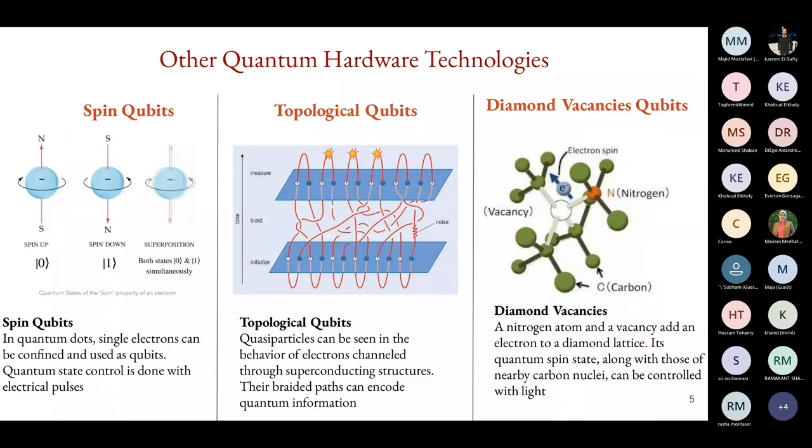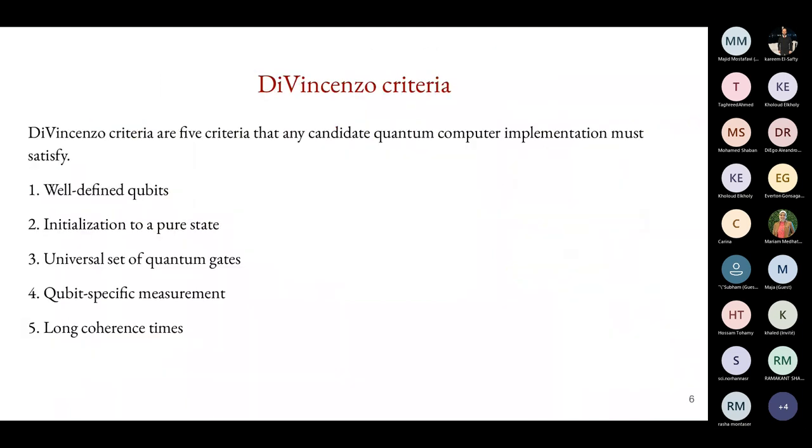Now, what's common between all the technologies that I have presented so far is what we call the DiVincenzo criteria, which are 5 criteria that were put by David DiVincenzo in the early stages of quantum information science development. These criteria must be met in order to evaluate whether a certain technology is a successful candidate to implement quantum computers or quantum circuits. So first of all, we need a technology that can actually define what a qubit is.